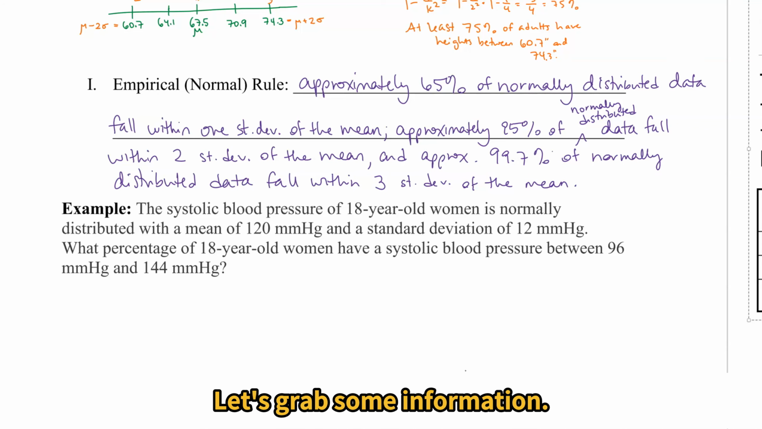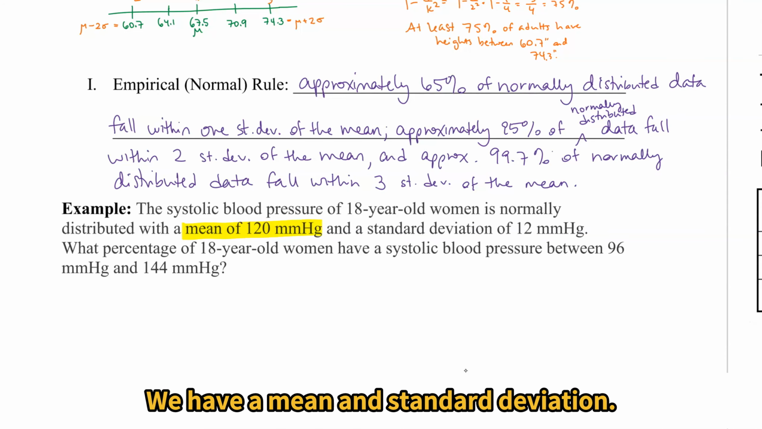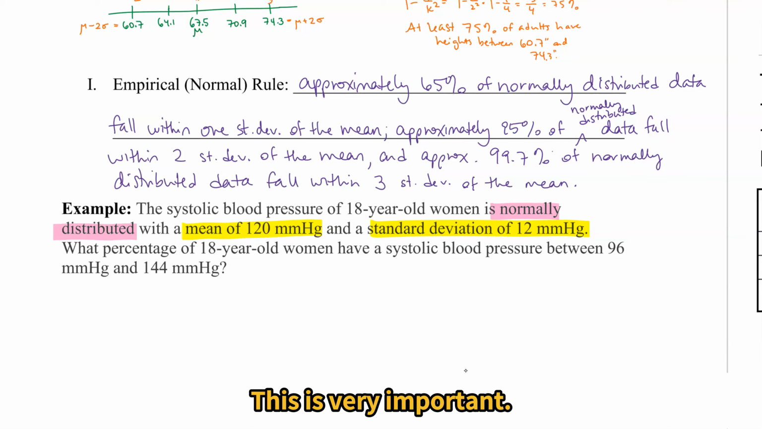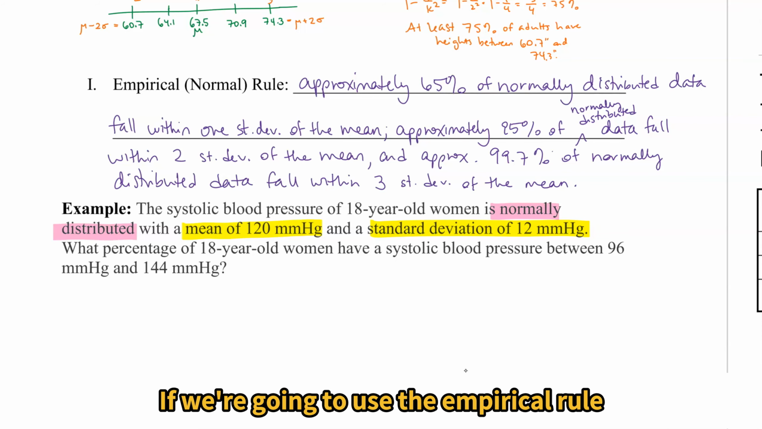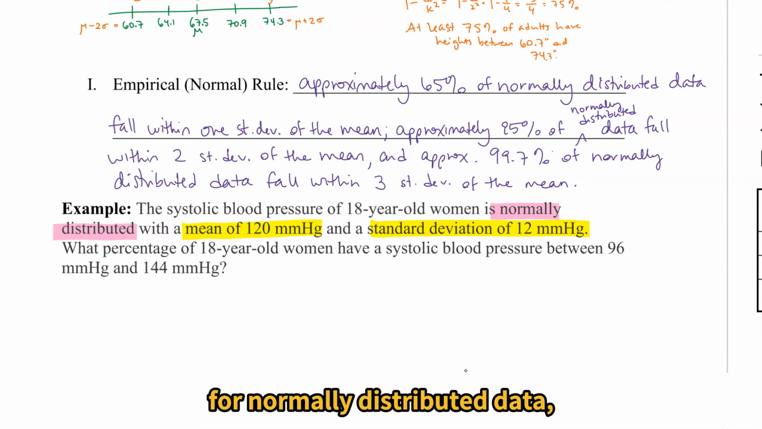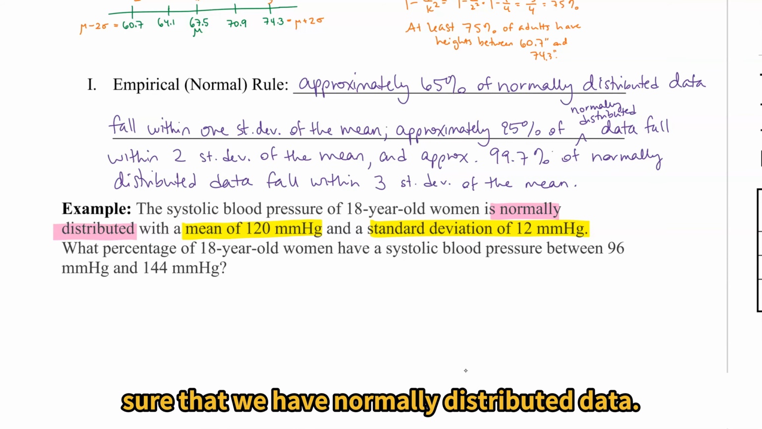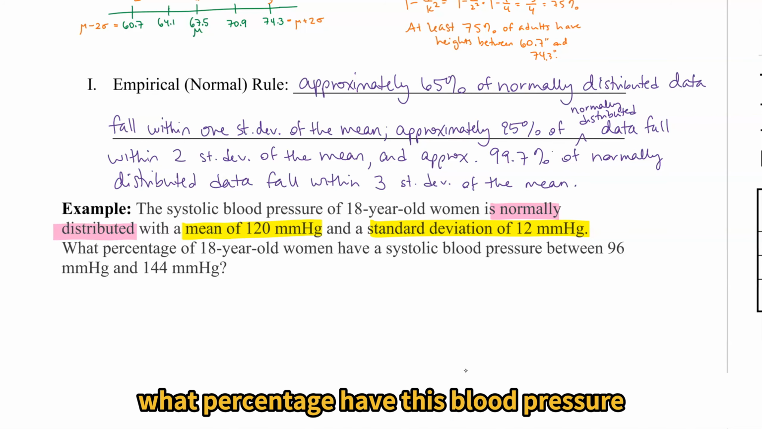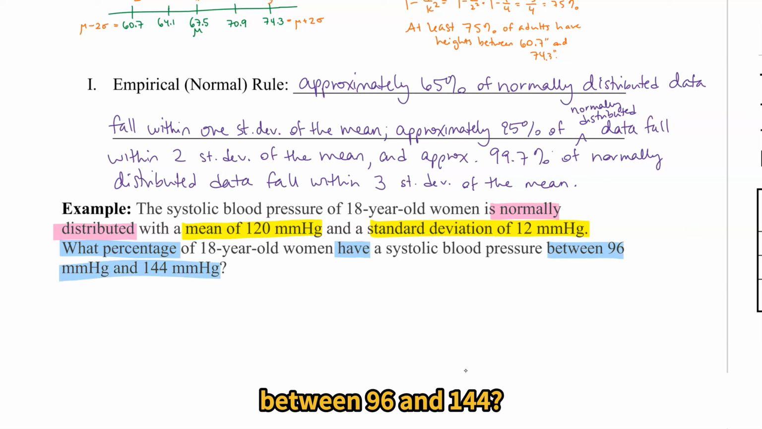Let's grab some information. We have a mean and a standard deviation. We're also given that the data is normally distributed. This is very important. If we're going to use the empirical rule for normally distributed data, we have to make sure that we have normally distributed data. And then we're also asked what percentage have this blood pressure between 96 and 144.